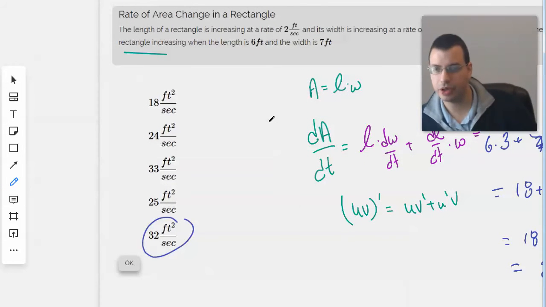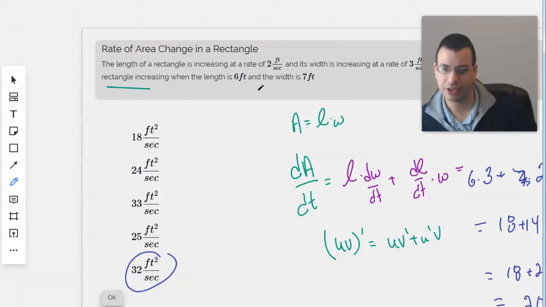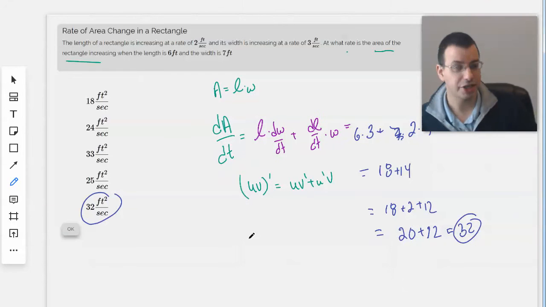Check the units real quick. So we have area per unit time. So it would be feet squared per second. Yep, that seems reasonable. And that's how you do this one.